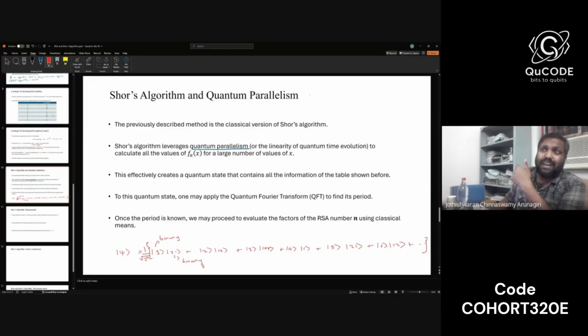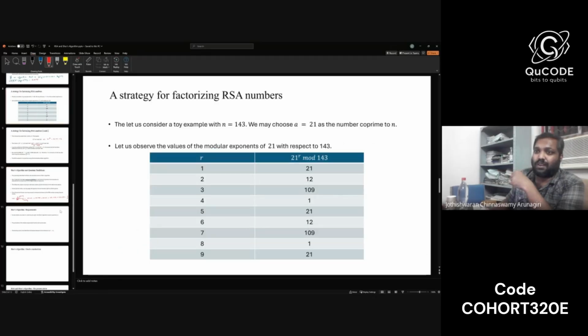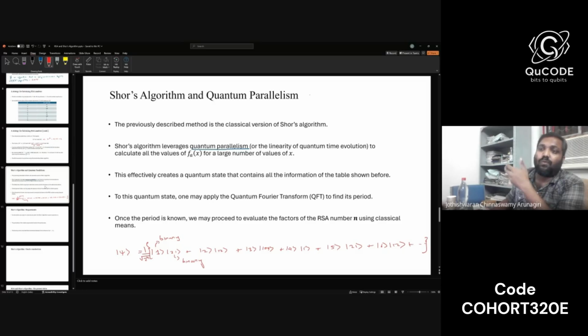Now, for 21, I could actually just look this table up and find out the order. But what will happen when I have a very large unknown number? I don't know what this periodicity is. The periodicity may be so large that I cannot repeat this calculation classically, individually, one by one. So I calculate for a very large number of values, hoping that the period has occurred within the range that I'm considering. And then, how do I find out what the period is? Can anyone give me a guess?